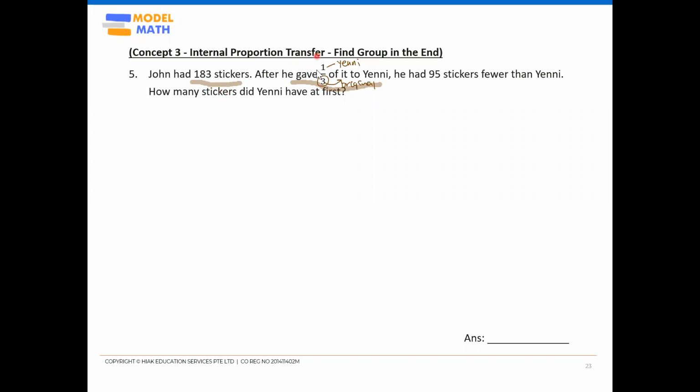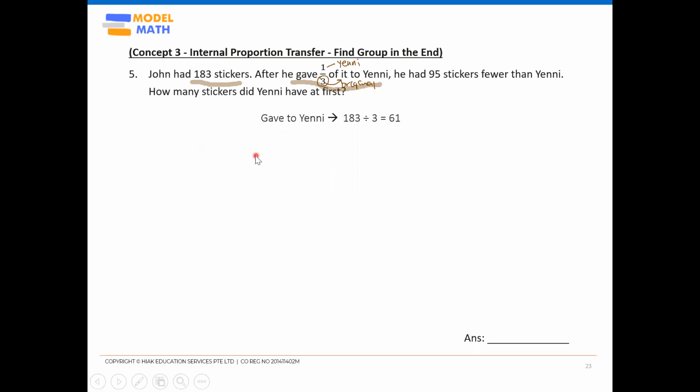So to find out what he gave to Yenni, which is 1 unit, you can actually just use 183 and divide by 3. So now we know he gave 61 stickers to Yenni. Alright? And after giving, he had 95 stickers fewer than her. Alright, so we have a comparison statement here. So to represent all this information moving forward, again, you can use a before change after diagram. Okay, so I think that would be the best in this case.